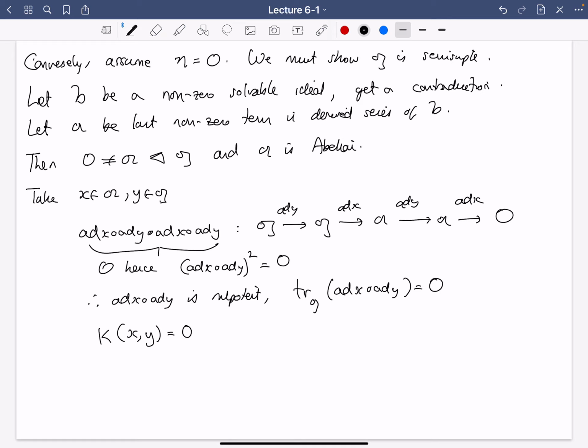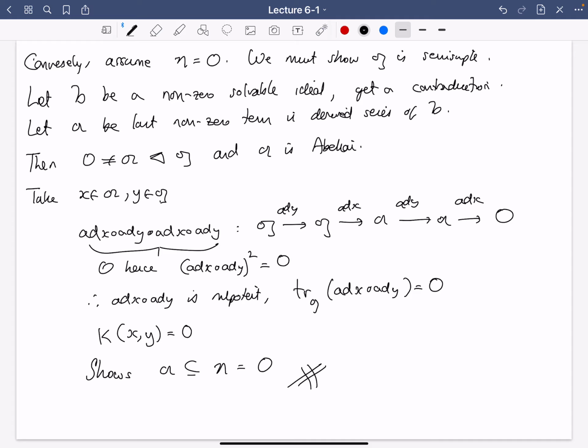The Killing form kappa of x, y is 0. And this shows, since this was for every y in G, that A lies in the radical of the Killing form, n, but n is 0, and so that's a contradiction because our A was non-zero.